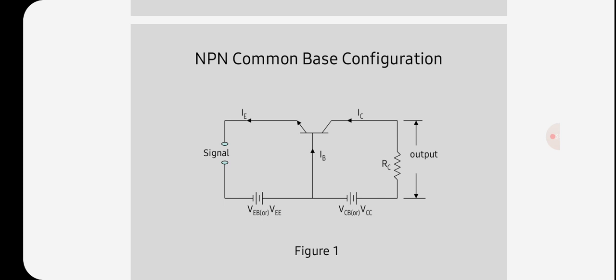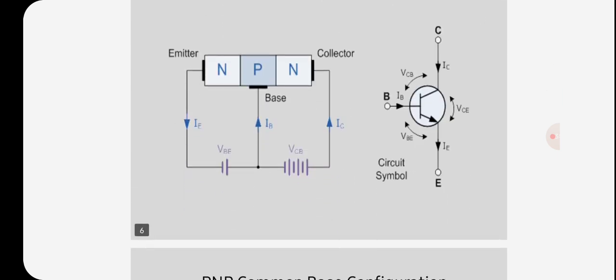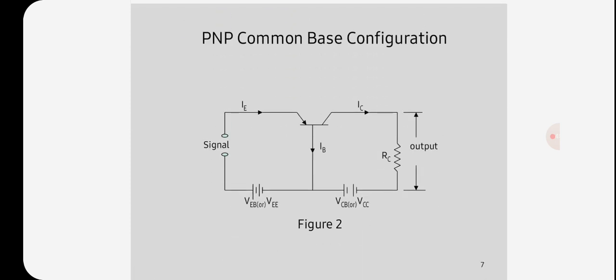First we go for the common base configuration. This is the diagram for the common base configuration, and here the base terminal is connected to ground. The voltages are the voltage of emitter base and the voltage of collector base. In this, the base will be grounded.